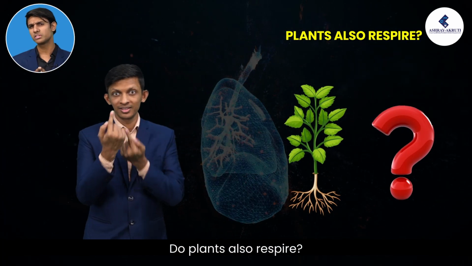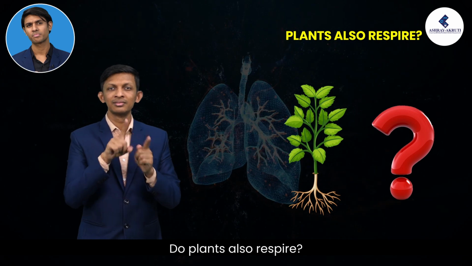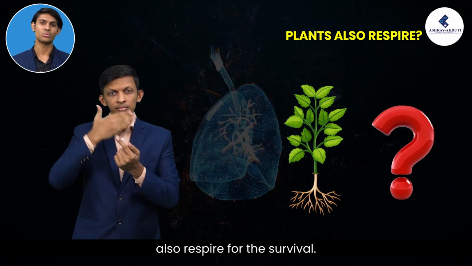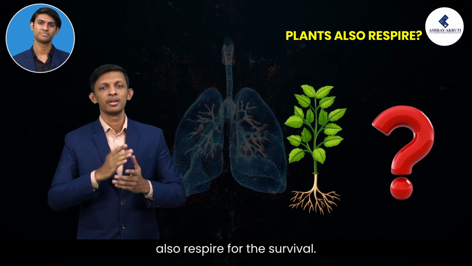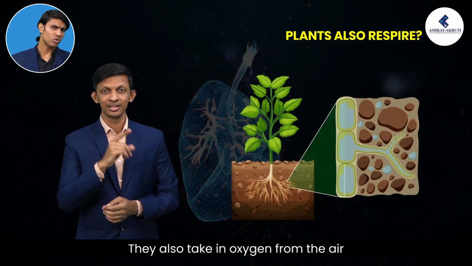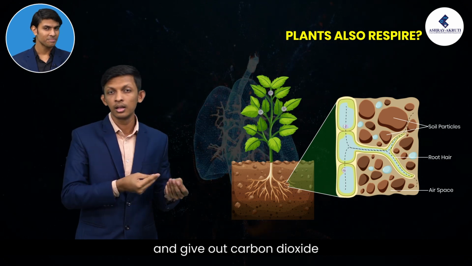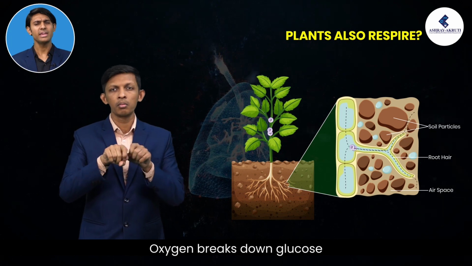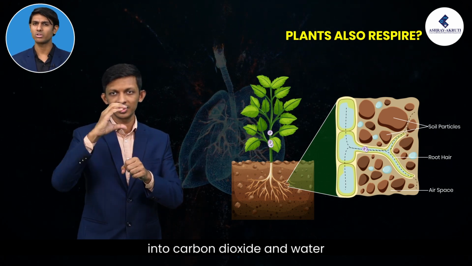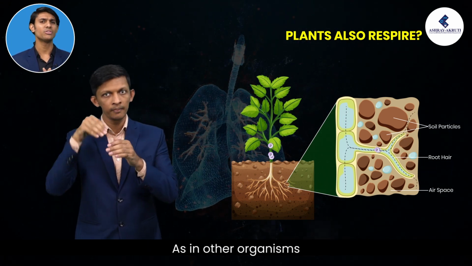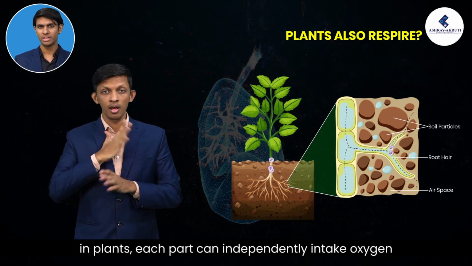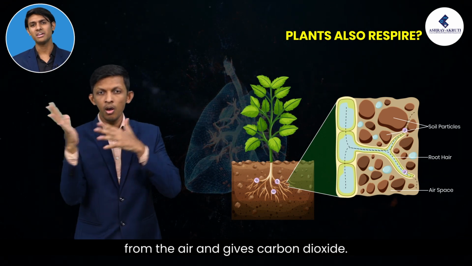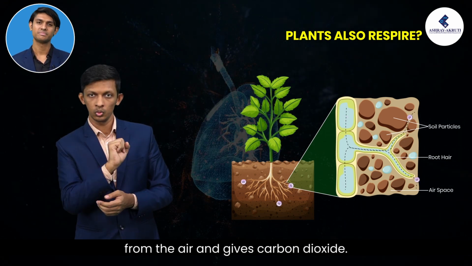Do plants also respire? Like other living organisms, plants also respire for their survival. They also take in oxygen from the air and give out carbon dioxide. In the cells, oxygen breaks down glucose into carbon dioxide and water as in other organisms. In plants, each part can independently take in oxygen from the air and give out carbon dioxide.